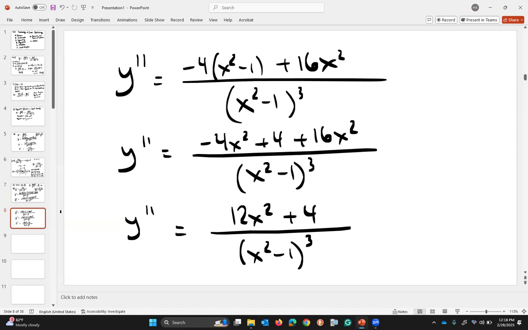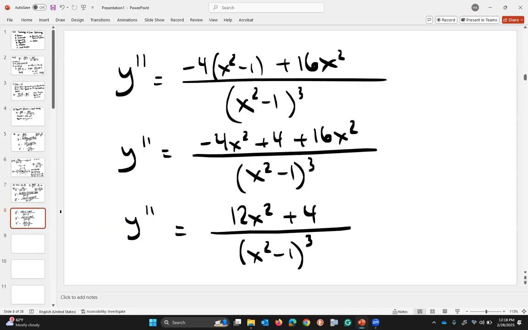Let's go with it. Can you guys give me concavity? Tell me when it is concave up and concave down. It'll be at 1 and -1 when it doesn't exist, so where it's positive and negative at those points. Okay, cool. So just let me set it equal to 0.